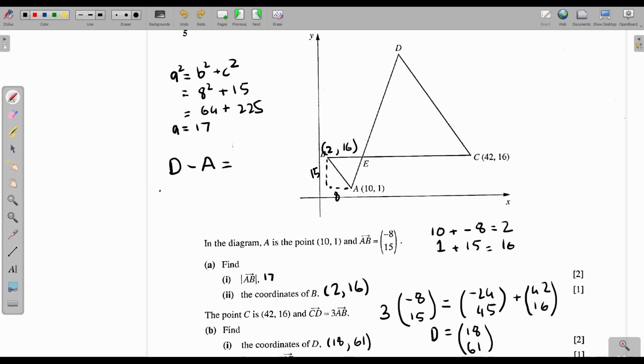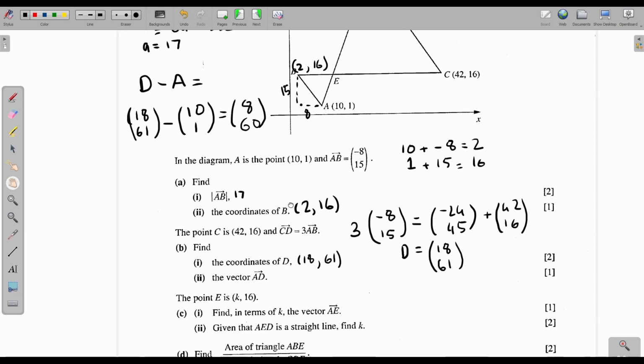So we already got D, which is 18 and 61. And we need to minus A from that, which is 10 and 1. So what we're left with is 8 and 60. So if we add 8 and 60 to A, we get to D. So let me just write that as 8 and 60.